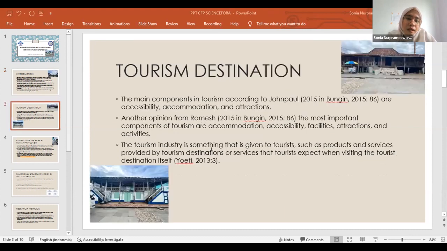Tourist destination: the main components in tourism, according to John Paul, are accessibility, accommodation, and attraction. And another opinion on what a tourism destination is, from Ramesh: the most important components of tourism are accommodation, accessibility, facilities, attraction, and activities. The tourism industry is something that is given to tourists, such as products and services provided by a tourism destination, or services that tourists expect when visiting the tourist destination itself.